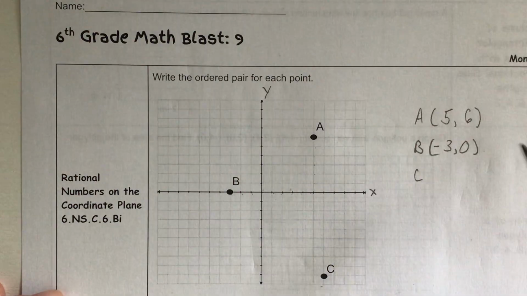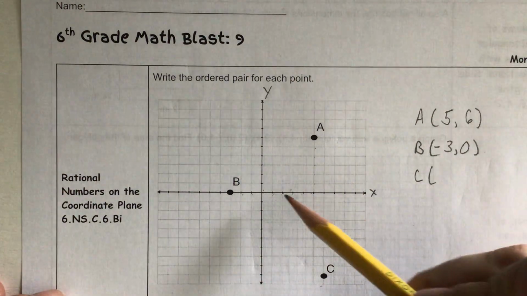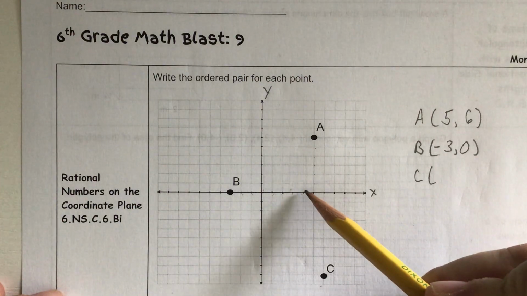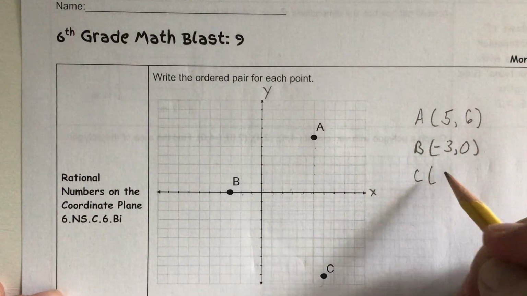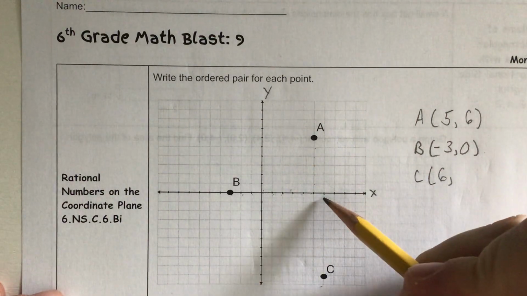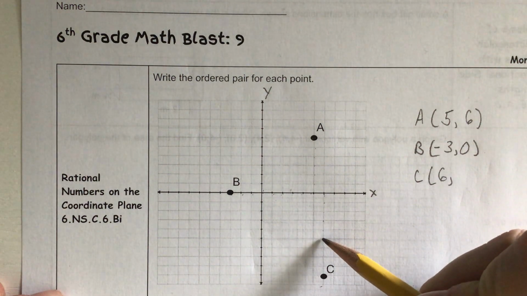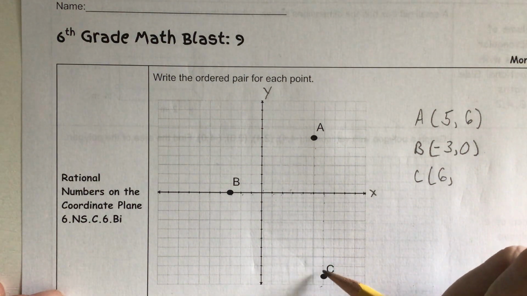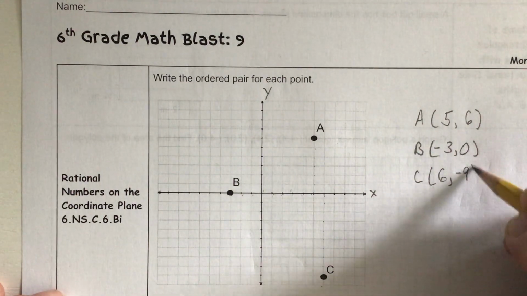C. First value I look for is the x. I'm moving to the right, so that's positive. 1, 2, 3, 4, 5, 6 to the right, so I'm right here, and then 1, 2, 3, 4, 5, 6, 7, 8, 9 down from the x-axis. So that's negative 9.